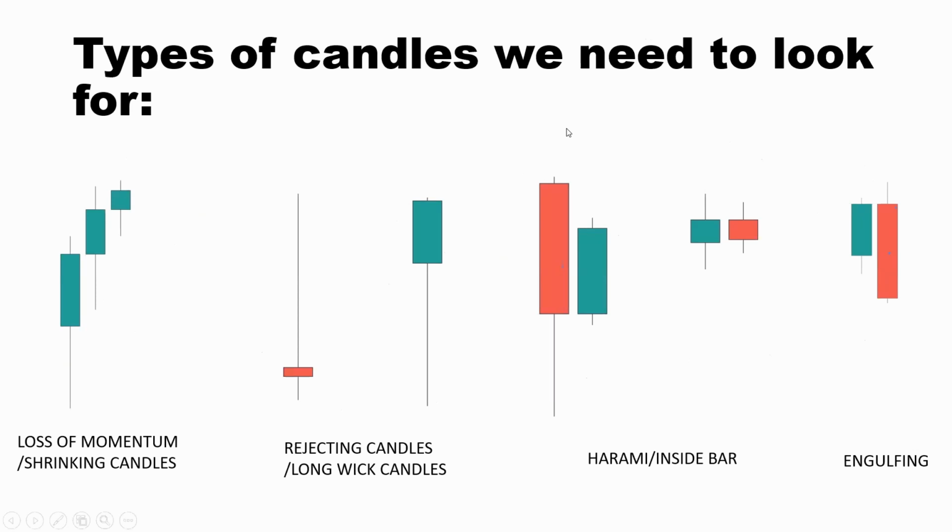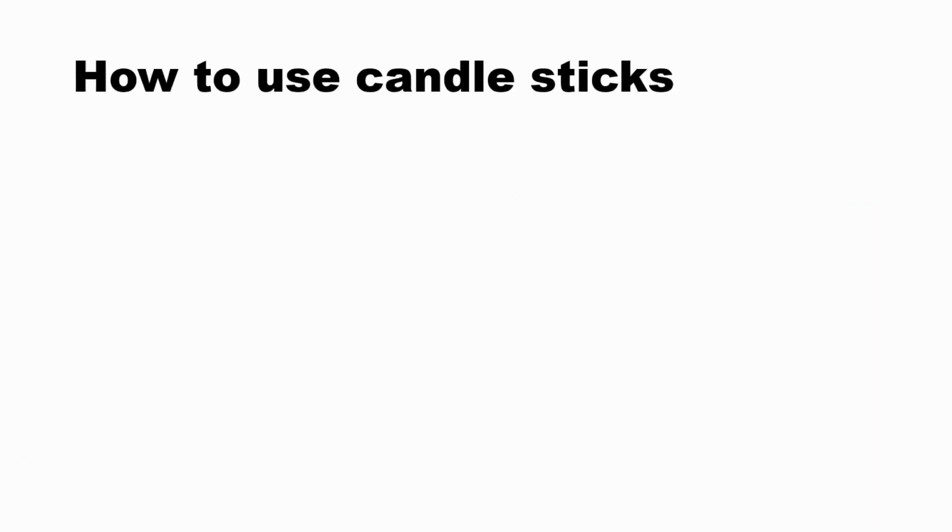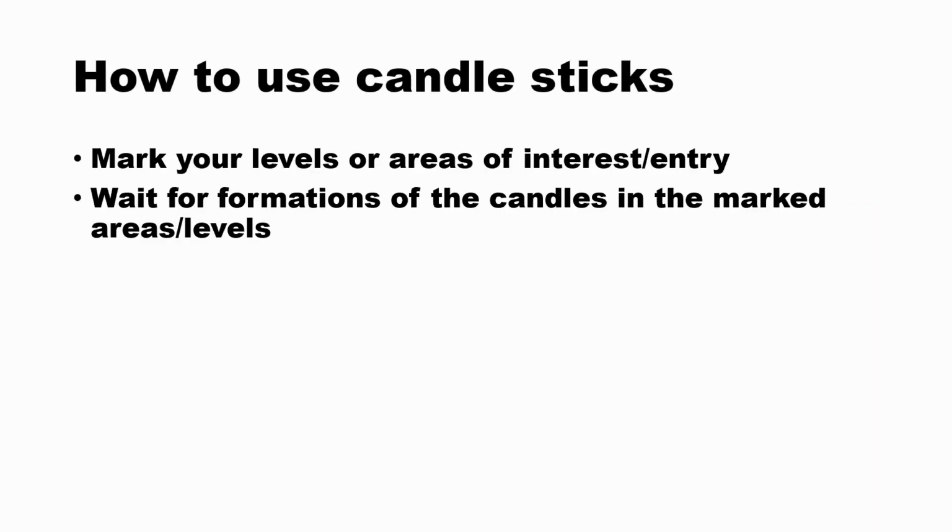Now, let's finalize with how we use them. I've explained how each candle is used, but let's see under what circumstances we use them. One, you need to first mark your areas of interest. Do not just go to the chart and start looking out for candles and take trades. Some people just go to the charts, and when they see an engulfing, bearish or bullish, they take the trade. That is very wrong.